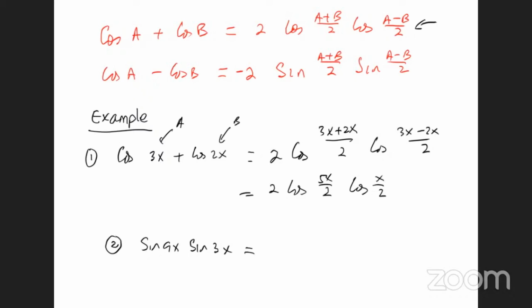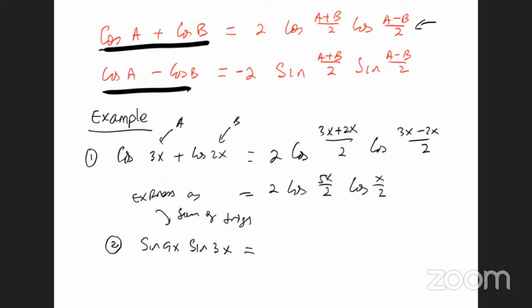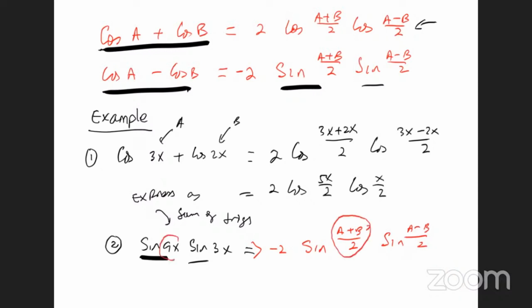Suppose I had a product something like this now. Any idea how to express it as a sum of trigs? So we'll have to check and see which of the rules have sine and sine. The only rule that has sine and sine is cos A minus cos B. So we're going to have to find a way to compare it. We can compare this to minus 2 sine (A plus B) over 2 sine (A minus B) over 2. So this here has to be equal to this, and this here has to be equal to this.